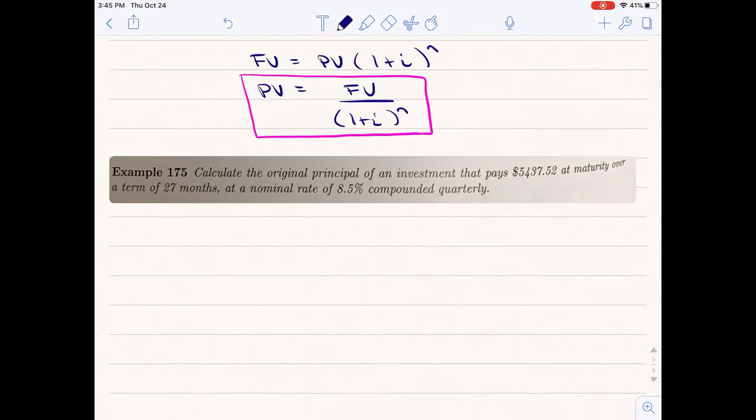Over a term of 27 months, right? So T is going to be 27 months divided by 12, because T still has to be in years. At a nominal rate, so there's that word, right? That's your annual interest rate, R, of 8.5% compounded quarterly.